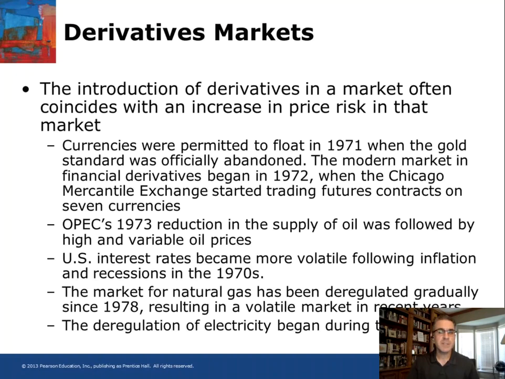There were several key events in the late 20th century that led to an explosion in both the types of derivatives and their trading volumes. And each of these events involved some kind of increase in price risk that needed to be managed. In the early 1970s, for example, the gold standard was officially abandoned around the world, which meant that currency values were no longer fixed in relation to gold or to each other.